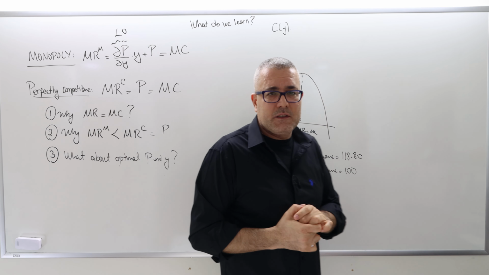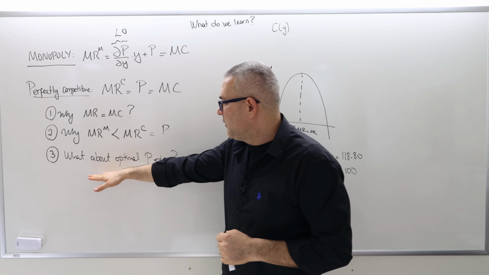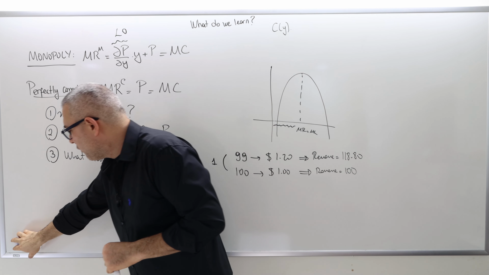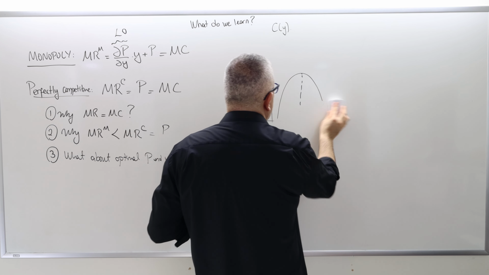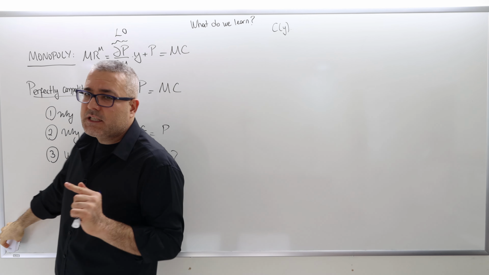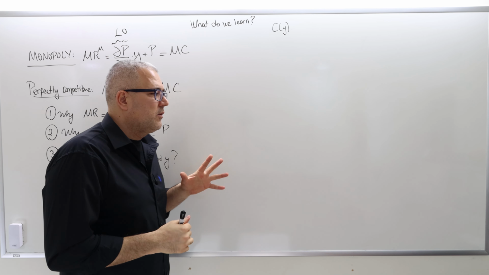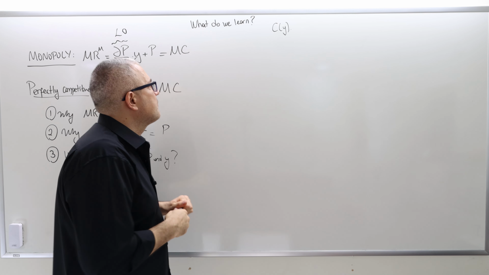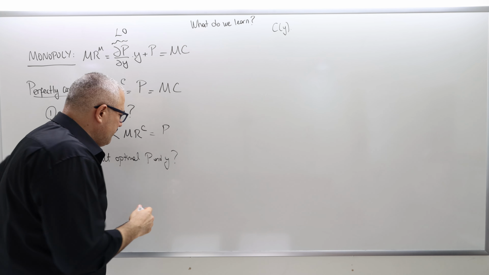So the third lesson that we should learn is, what about the optimal price and quantity for the monopolist in comparison to the competitive firm? This is particularly important because in the next video, I'm going to calculate the deadweight loss, and so we usually need that graph. All right. So let me first tell you the conclusion.